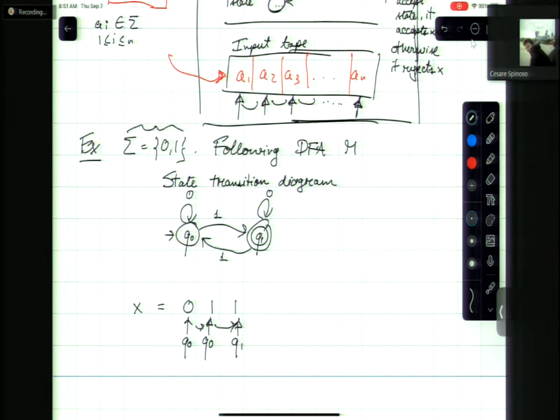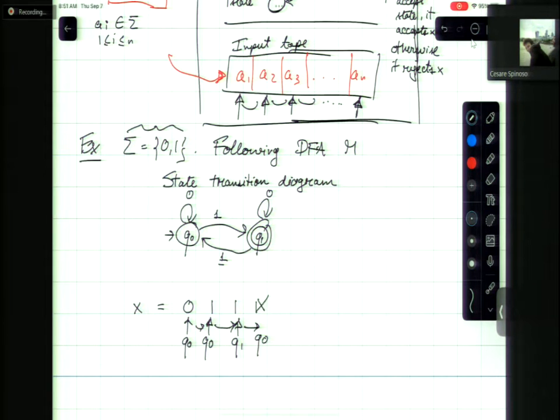So now I'm at Q1. I'm no longer at Q0, I'm at Q1. But now I have as input 1. I read symbol by symbol, and here the symbol I'm reading is 1. If I'm at Q1 and I read a 1, then I have to take this transition. So I take this transition and I go back to Q0.